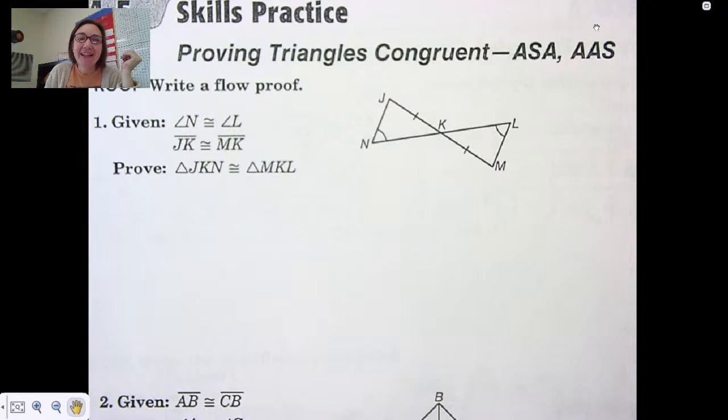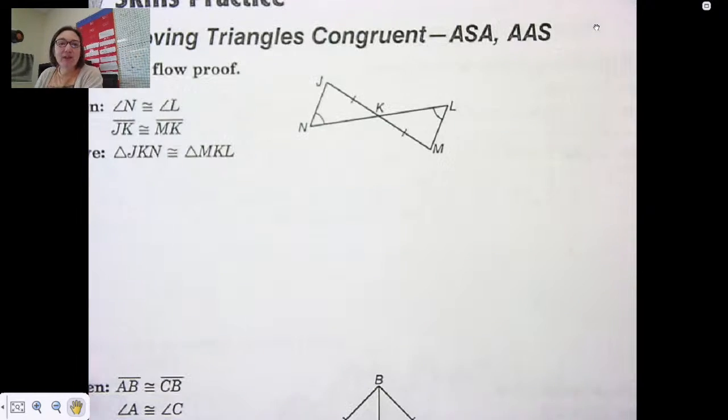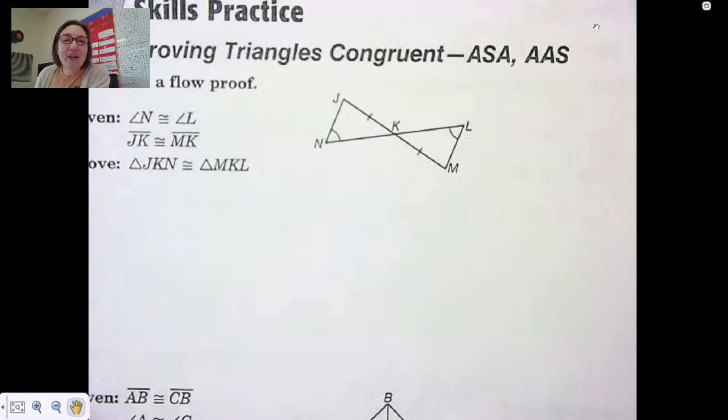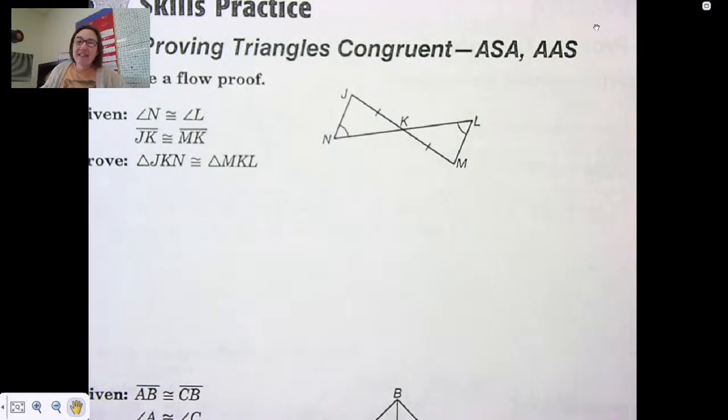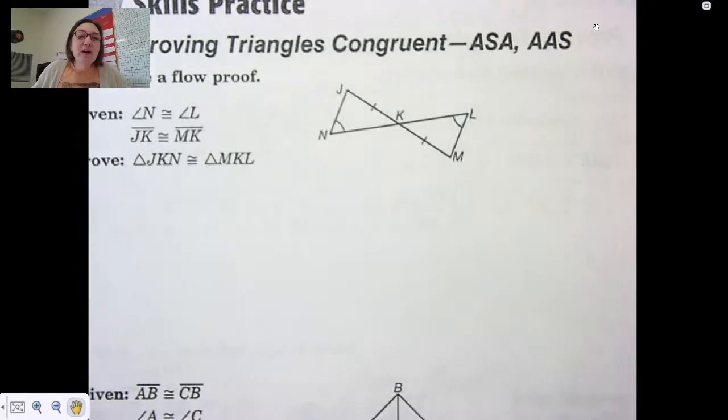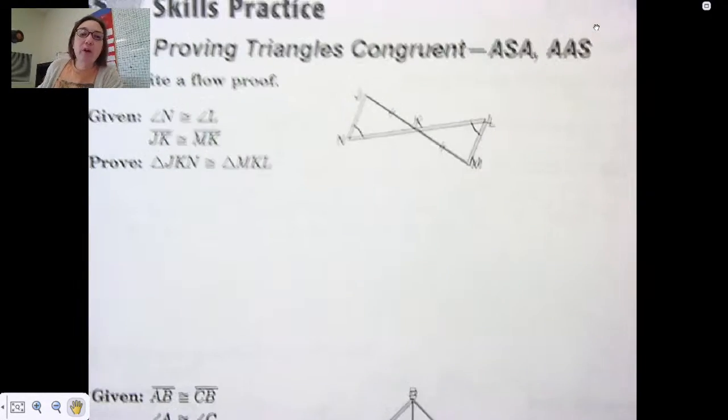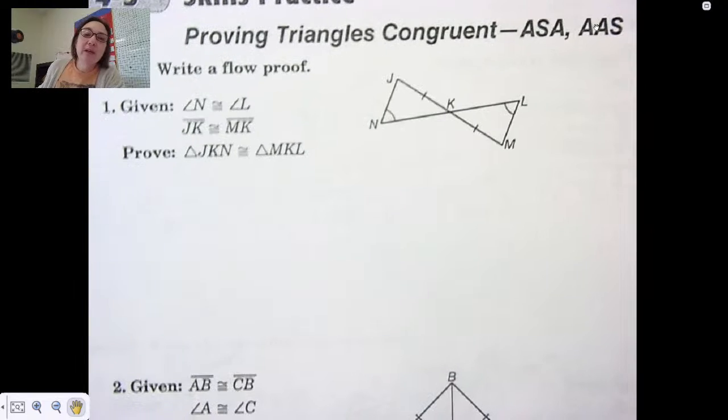What's popping, guys? Today we're going to learn about angle, side, angle, and angle, angle, side. So, just in case you're watching this and you're not in my class and don't already know I'm crazy, that was prompted by a student.